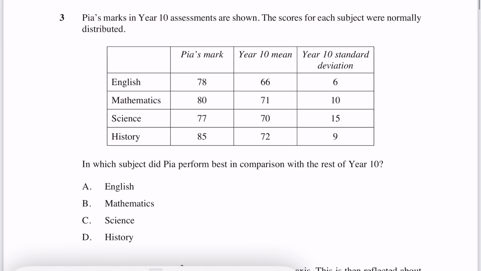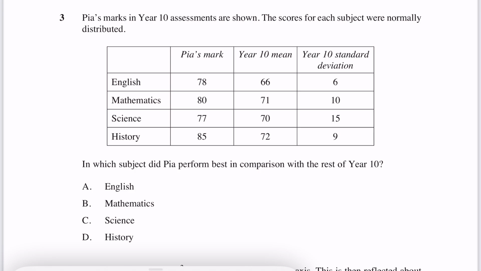Question number 3 says, Pia's marks in Year 10 assessments are shown. The scores for each subject were normally distributed. In which subject did Pia perform the best in comparison with the rest of Year 10? So what we see here is we need to decide for which of the exams Pia did best in, and that isn't just determined by the mark alone. So if we were just determining it by the mark alone, history would be the answer, but that's not the case because we actually don't care about the raw mark. What we compare is how it was best in comparison with the rest of Year 10. And so what we need to do now is compare it in terms of standard deviations.